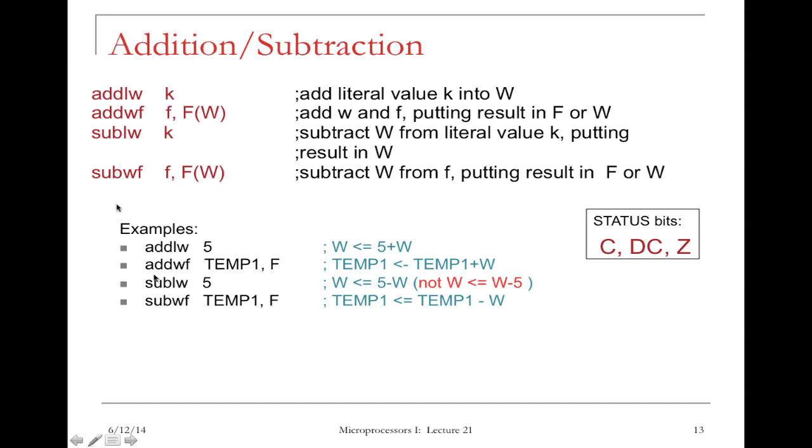Let's take one example here. ADDWF temp1, F. This is to say I want to do the addition on two numbers. One is in the working register. The other one is in a general purpose register, and that is temp1. This F says the sum of these two numbers will be put into temp1. So this is the operation: temp1 plus the working register, and the sum will be put into temp1.